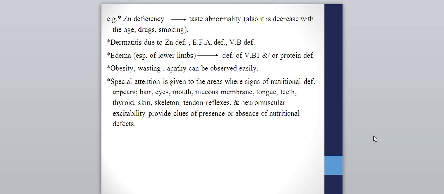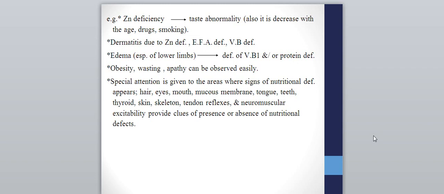First of all, remember that zinc deficiency causes abnormal taste. This abnormality in taste is also seen with taking medication or smoking, and the sensation of taste decreases even with increasing age. We might also see dermatitis in patients with malnutrition. This dermatitis has many etiologies: maybe zinc deficiency, vitamin A deficiency, vitamin E deficiency, vitamin B deficiency, and so on. And if there is edema, especially in the lower limbs, it is usually related to either protein deficiency or vitamin B1 deficiency.